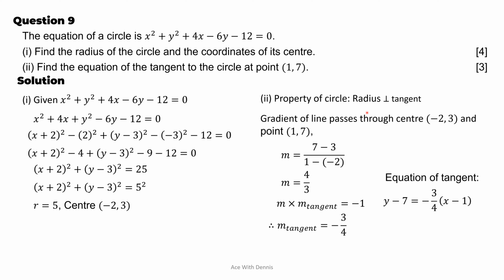So this is the formula to form the equation of a straight line. Then we expand the bracket. y minus 7 equals negative 3/4 x plus 3/4, and make y the subject. The answer is y equals negative 3/4 x plus 31/4.